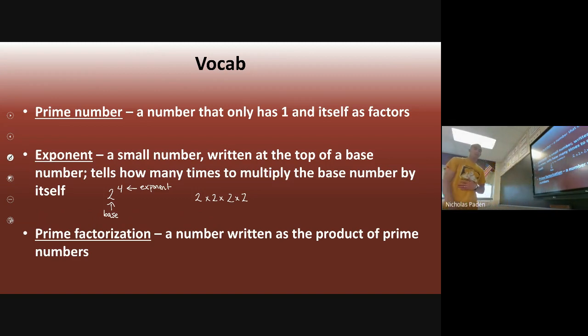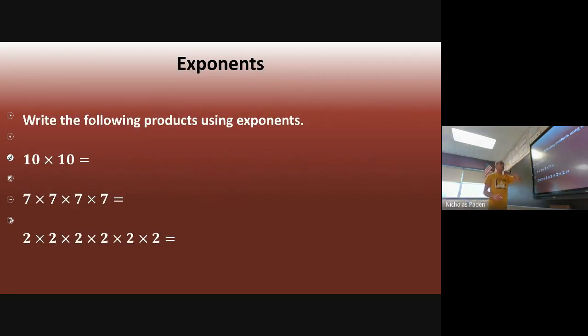Prime factorization. That is where every number has a prime factorization, which means you can write it as the product of primes. Remember, product means multiplied. So we're going to be using prime numbers and exponents to rewrite any number that we can. So first thing I want us to do is we're going to be doing something like this.